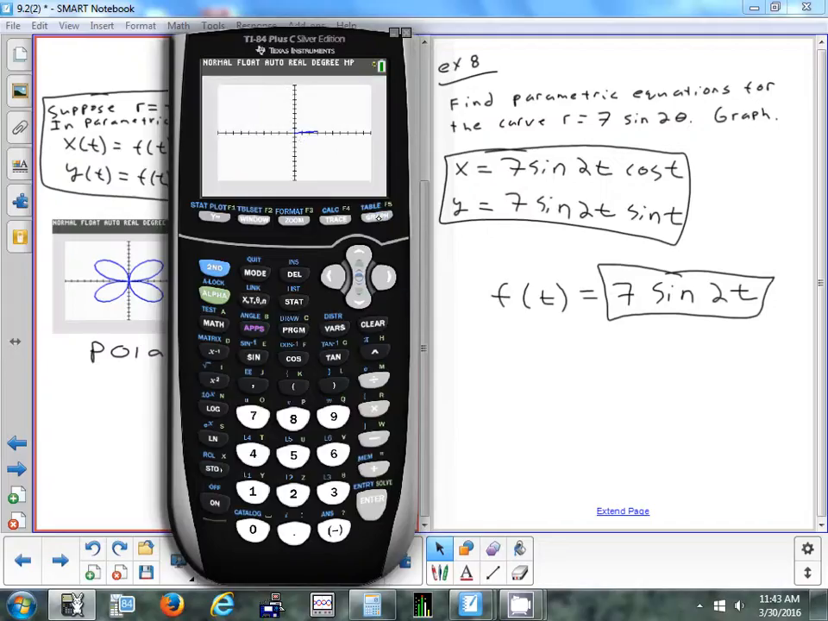Let's try 3 theta. Whoa. So thoughts now? Let's try 6 theta. How many petals did we get there? 12. Okay, so that's back to the original pattern. If you plug in 6, we get 12.